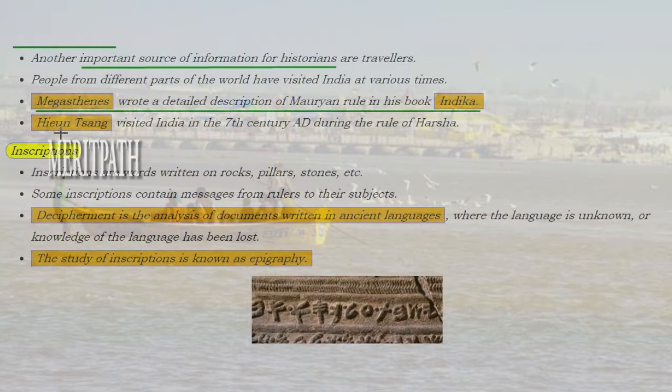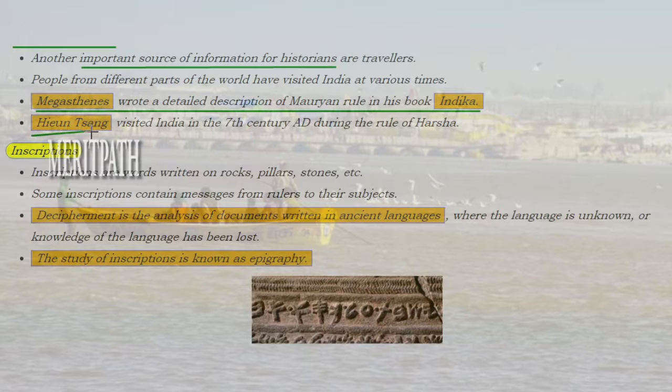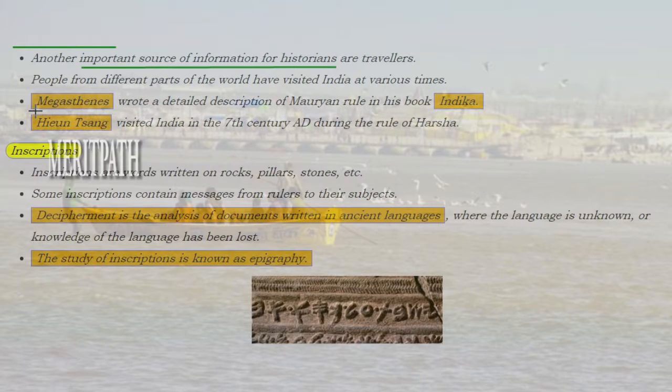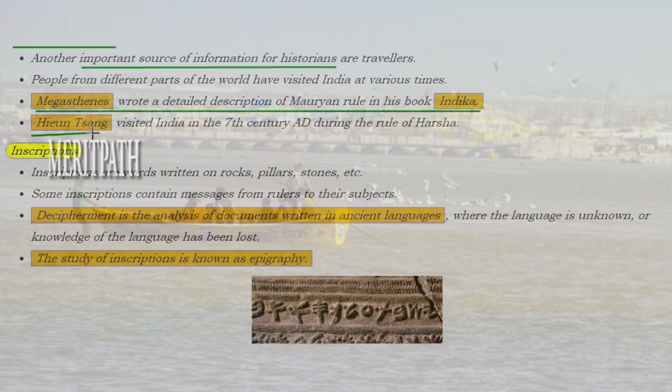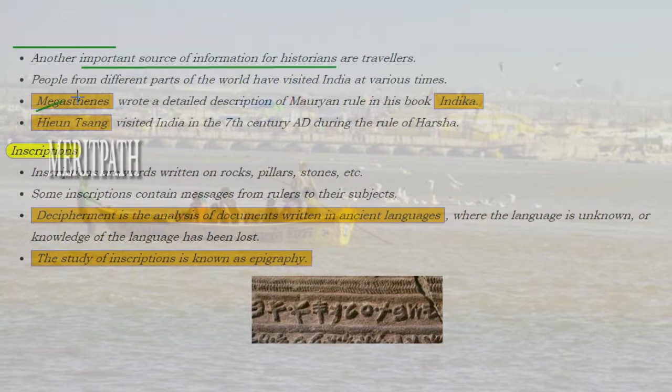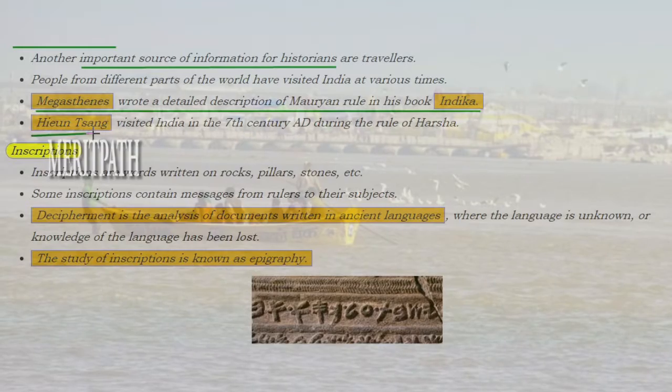The travelers' accounts are important. They were an important source of information for historians. People from different parts of the world used to visit India. For example, Megasthenes visited during the Mauryan rule and he wrote a book called Indica.